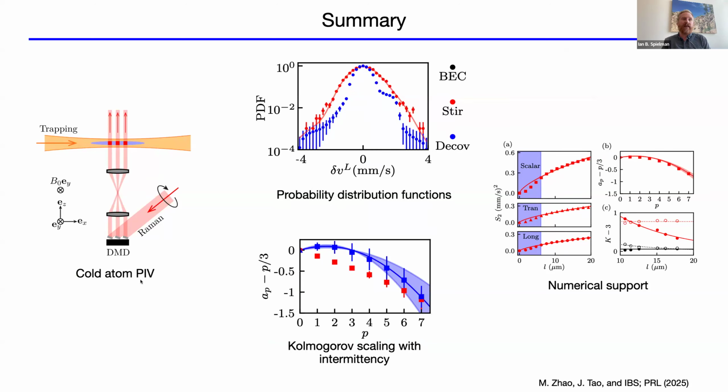So with that, I'd like to summarize. We've demonstrated a technique to do cold atom particle imaging velocimetry, from which we derive probability distribution functions for velocity increments, and we observe Kolmogorov scaling with the intermittency correction. And we have numerical support that this is what we expect to observe, although again, I highlight there's a factor of 2 difference between the numerical calculations, even including the ability to tune an otherwise ad hoc parameter. And with that, I'd like to thank you very much for your time.